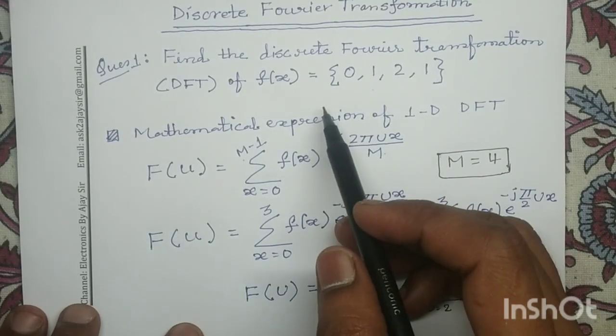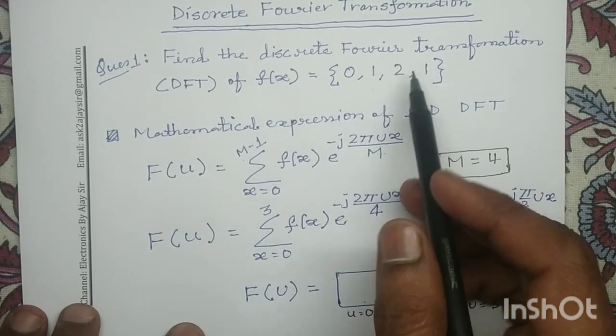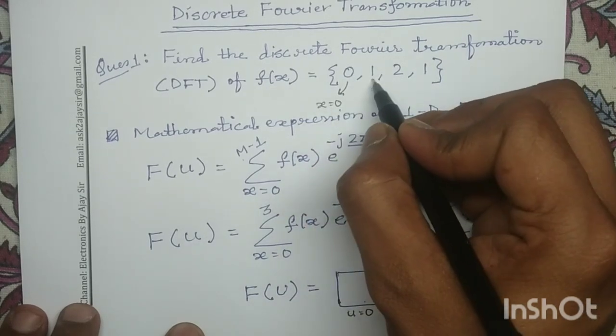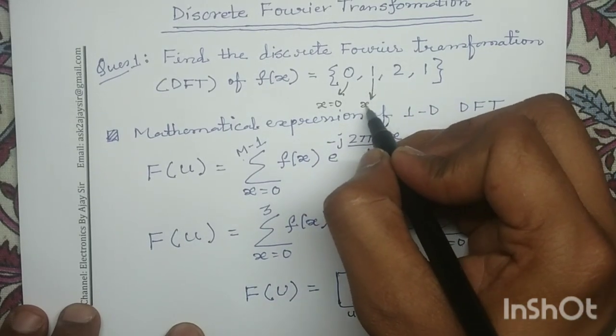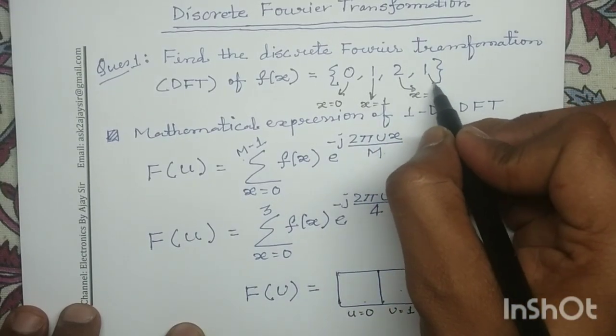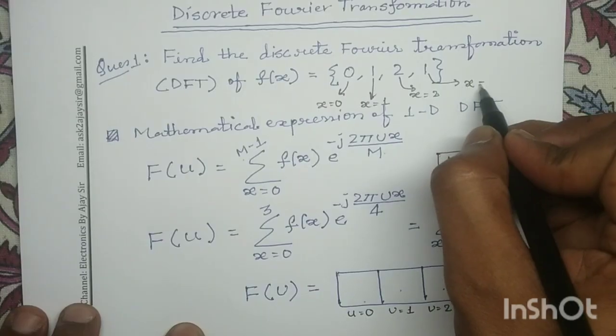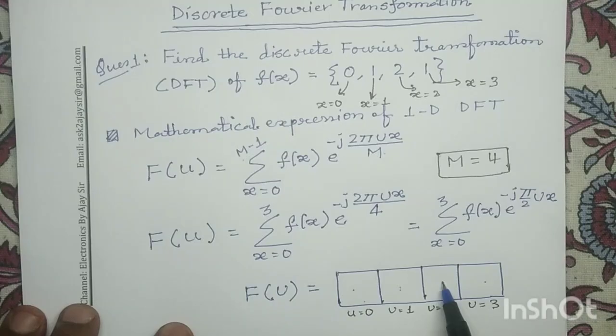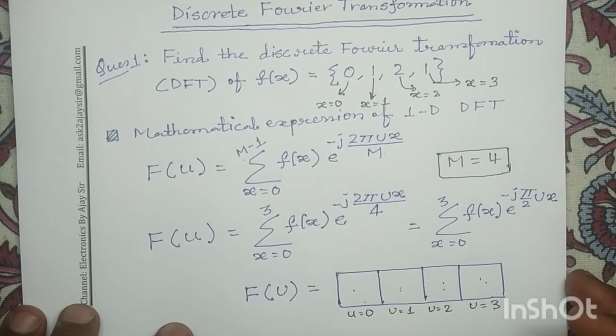In this given input signal f of x, 0, 1, 2, 1, the first point represents x equals 0, this one represents x equals 1, this 2 represents x equals 2, and this one represents x equals 3. So now we will compute f of u for u equals 0, u equals 1, u equals 2, and u equals 3. First we will compute for u equals 0.